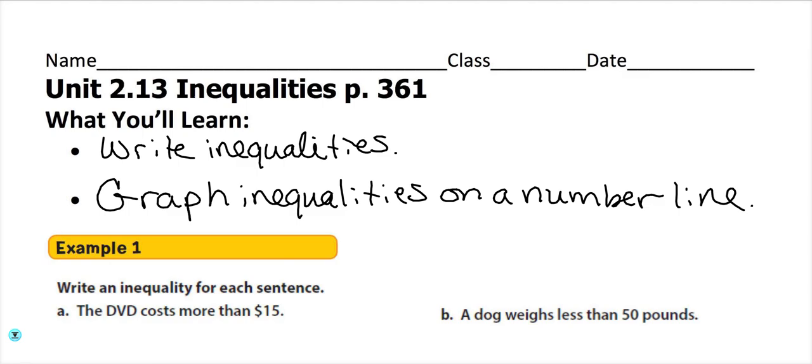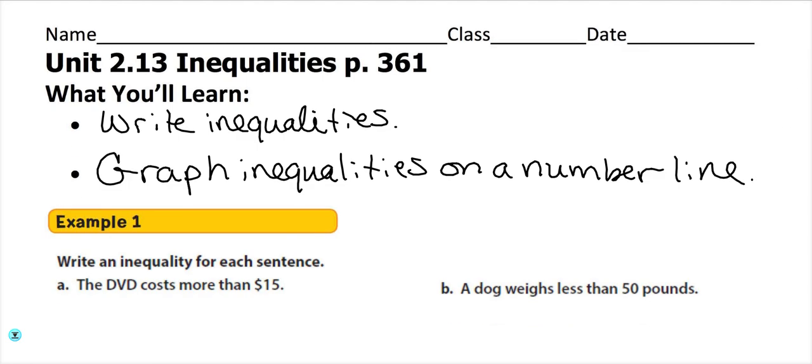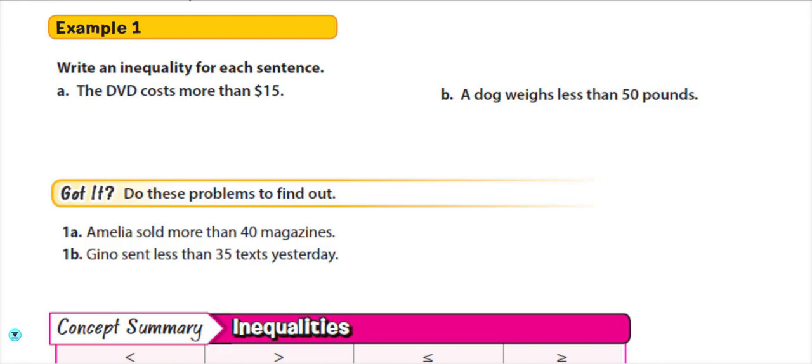All right, let's take a look at the first one. It says, write an inequality for each sentence. Part A, the DVD costs more than $15. Okay, so since it costs more than that, so the cost is more than, so which inequality should we use? That would be greater than, and then 15.